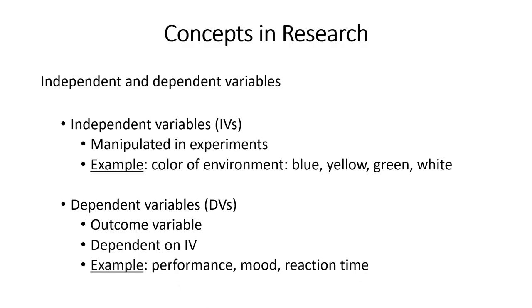So, dependent variables are called outcome variables because they are an outcome of the changes which have been done on the independent variable. Dependent variables are the direct result of changes in the independent variable, and examples of a dependent variable could be performance, could be mood, could be reaction time. It is very essential to define how we measure the dependent variable.